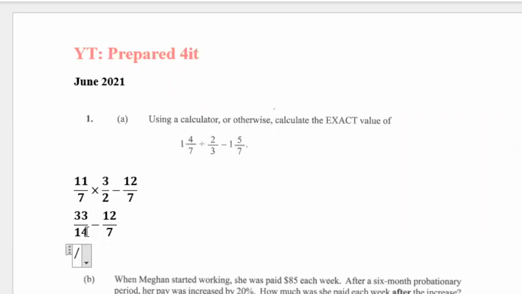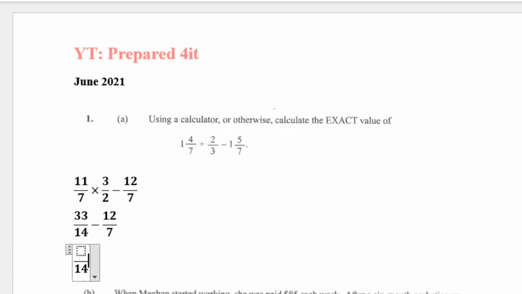Now, what we know is that when it comes down to subtraction or division of fractions, we must find our LCM. So we cannot just go ahead and subtract our fractions, whilst we could have done that with multiplication. So we cannot go ahead and say 33 minus 12 and 14 minus 7. Our denominators must be the same, and we do that by finding the LCM. Now, the LCM for these two fractions would be 14.